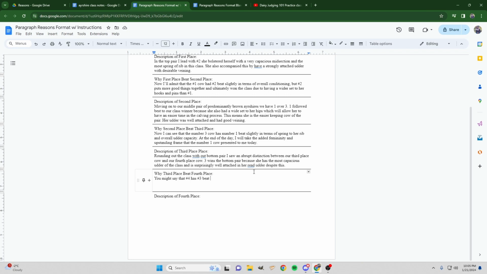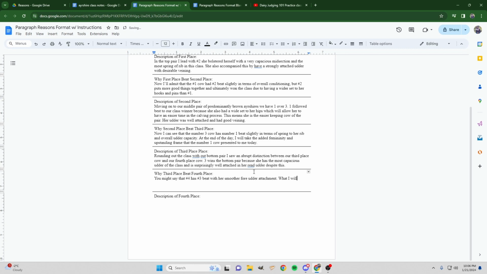You might say that number 4 has number 3 beat with her smoother 4 udder attachment. And you might have to get good at shorthand for this. 4 udder attachment, FUA. And you might be able to remember, hey, this is what I write every time for 4 udder attachment. And not everybody's going to be able to read your set of reasons because you're going to use shorthand to try to eliminate that time consumption. You might say that number 4 has number 3 beat with her smoother 4 udder attachment.